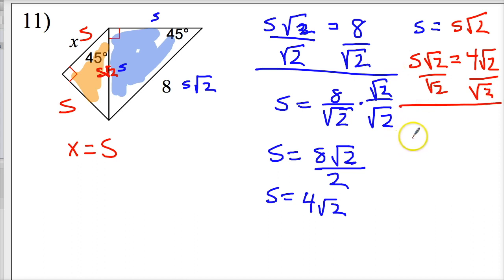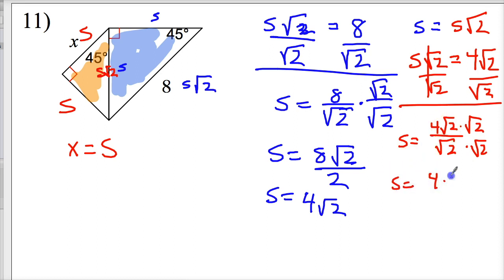Same thing as before. Those go away. s is equal to 4 square root of 2 over the square root of 2. Can't do that. So those go away. So do these, by the way. I end up with s is equal to 4 times 2, because square root of 2 times square root of 2 is 4. Square root of 4 is 2. And in the denominator, you end up with 2. Those cancel. s is equal to 4. Oh, and of course, x is equal to 4 as well.